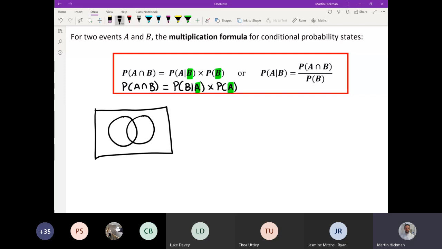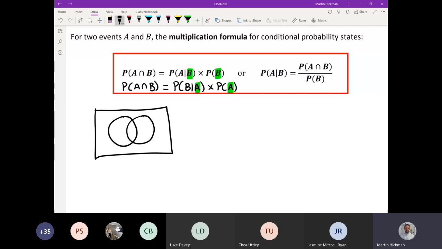And I can also think of it the other way around. The probability that B happens given A would just be the probability of A and B over the probability of A. Okay, so if I do the probability of B given A, I restrict my sample space to A. So that's what goes on my denominator, and the numerator is, yet again, the intersection.